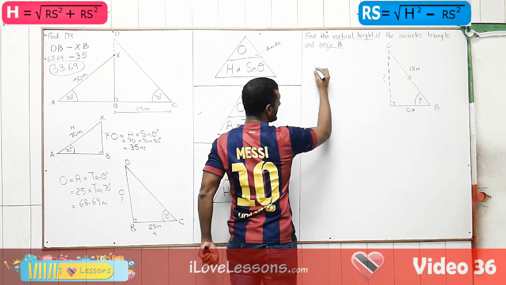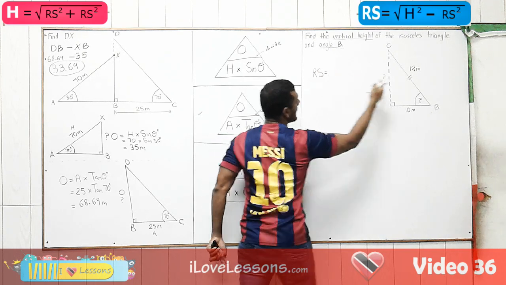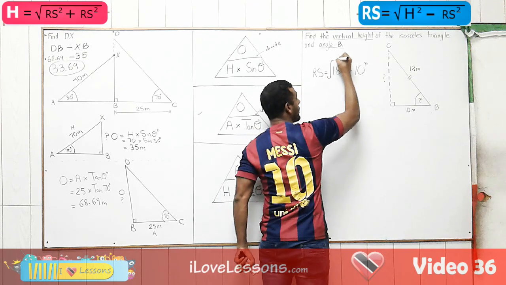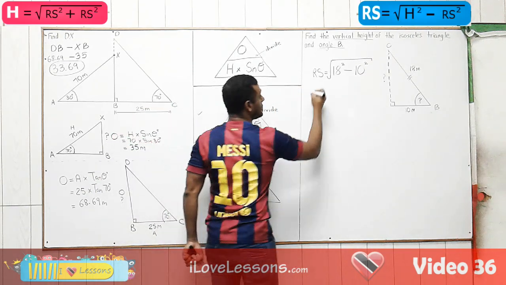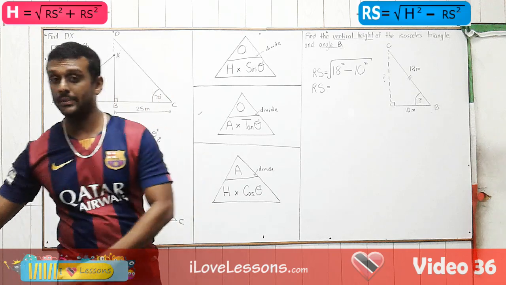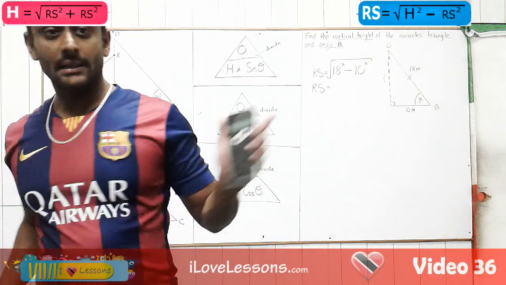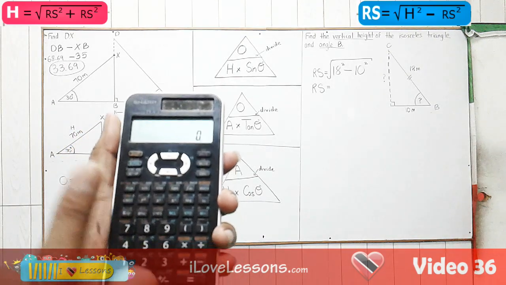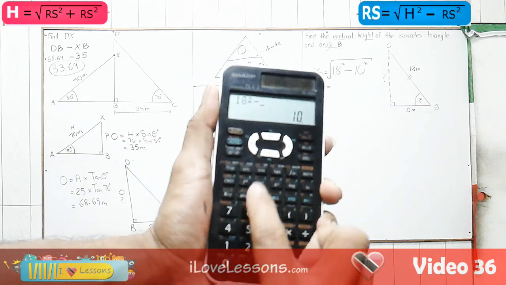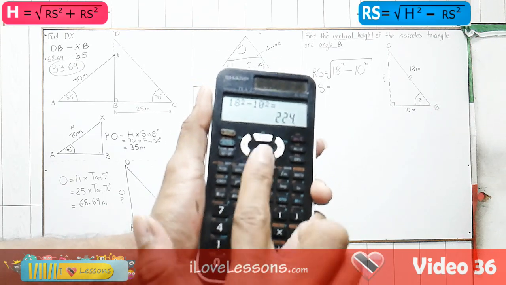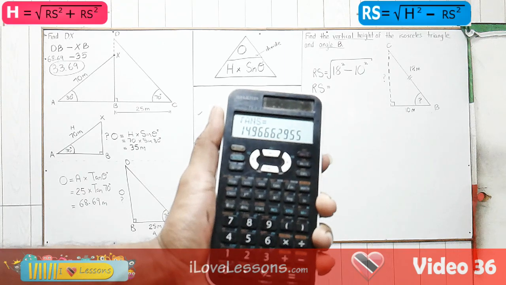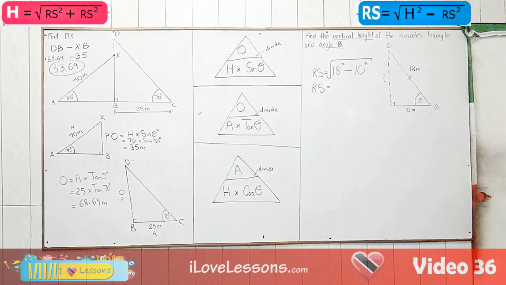So to find a regular side, you have to take the hypotenuse, which is 18, minus the other side squared, and we square root our answer last. So to find the length of this side, which is our vertical height, and our vertical height happens to be a regular side, we just need to type that in on the calculator. Remember, you square root last. So you have 18 squared minus 10 squared. We press equal, we get 224, and then we square root our answer, which is 14.97 if we round it off properly to 2 decimal places.